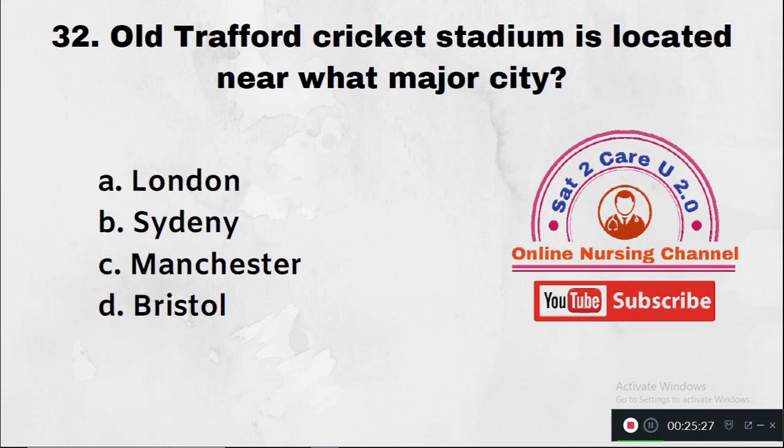Question number 32. Old Trafford Cricket Stadium is located near which major city? Old Trafford Cricket Stadium, where India played Pakistan in the ICC 2019 World Cup. Option A, London. B, Sydney. C, Manchester. D, Bristol. The right answer is Manchester. Manchester city is having Old Trafford Cricket Stadium.